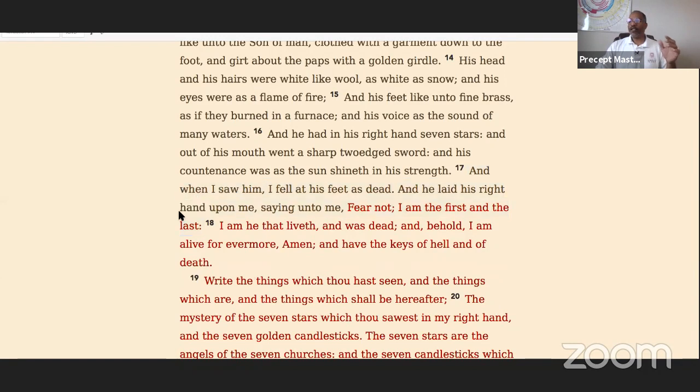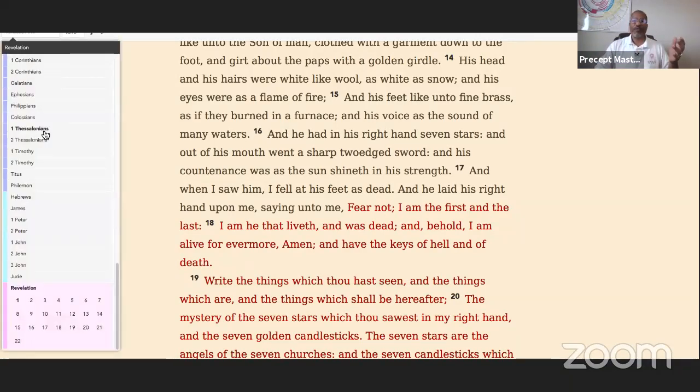So it tells you right here about the resurrection from the dead. In Revelation 1:18, it says, I am he that liveth and was dead. Telling you he was dead. And behold, I am alive forevermore. Amen. And have the keys of hell and death. And that's what he's talking about. So we know this is all true.